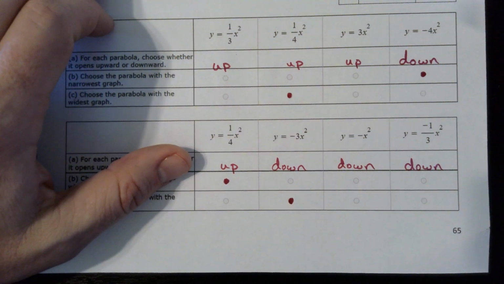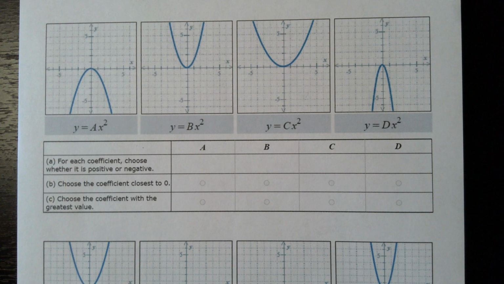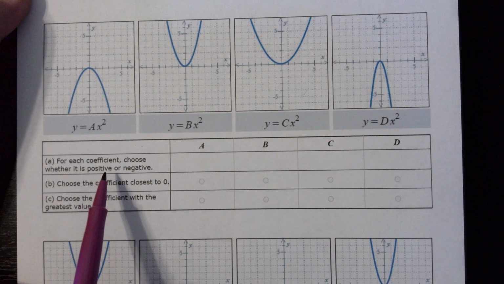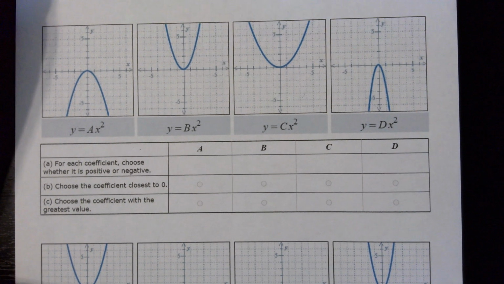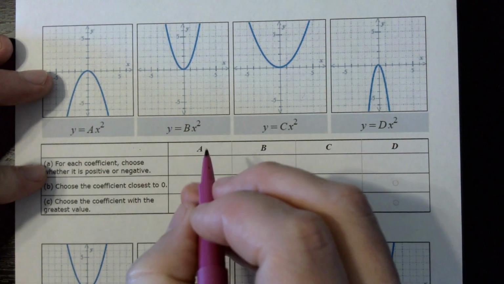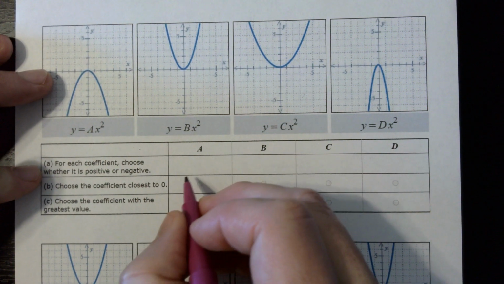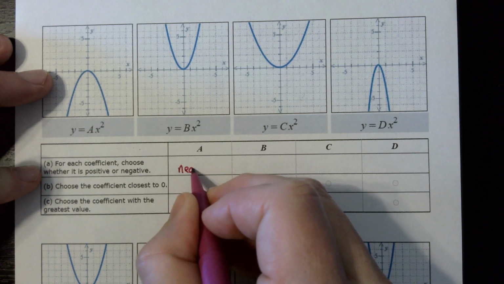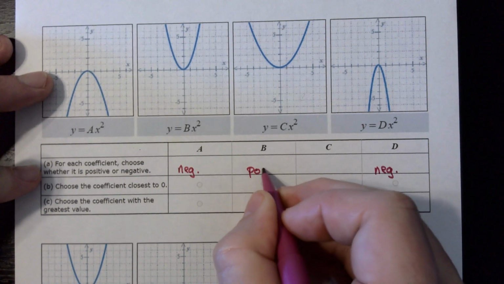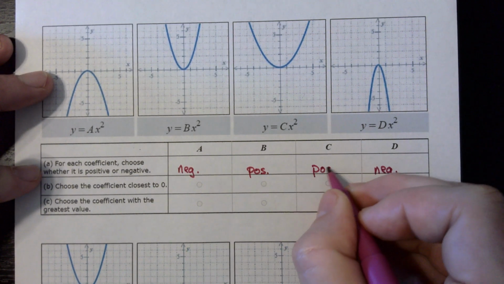Okay, let's take a look at a few more. This time we have the graphs and not the functions. So we're going to get asked questions about these graphs. First, for each coefficient, choose whether it is positive or negative. If it's got a negative coefficient in front, it's opening downward. If it doesn't, then it's opening upward. So the ones that are opening downward have a negative coefficient. So we'll say negative, and negative. And this one is positive because it opens up, and this one is positive because it opens up.